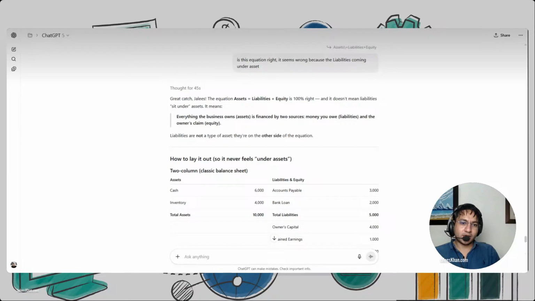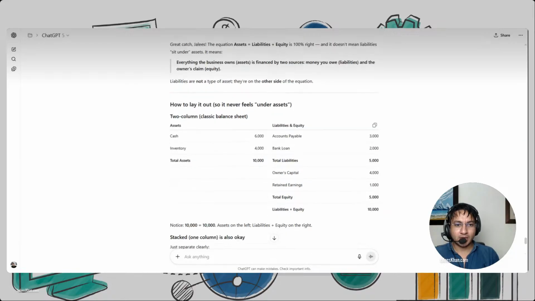How to lay it out so it never feels under assets. Two columns, classic balance sheet: cash $6,000, inventory $4,000, total assets $10,000.